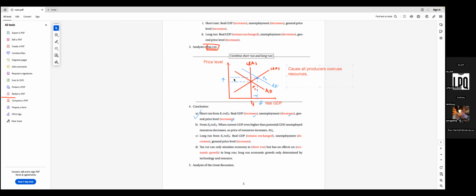So by seeing this, you can understand E number two, which is a very special case. Why is it very special? Because at E number two, the corresponding GDP is higher than potential GDP. So first, you can understand that this kind of situation can happen, because the producers are overusing their resources, for example their human resources, by asking them to extend their working hours, maybe from 8 hours per day to 10 or 12 hours per day.